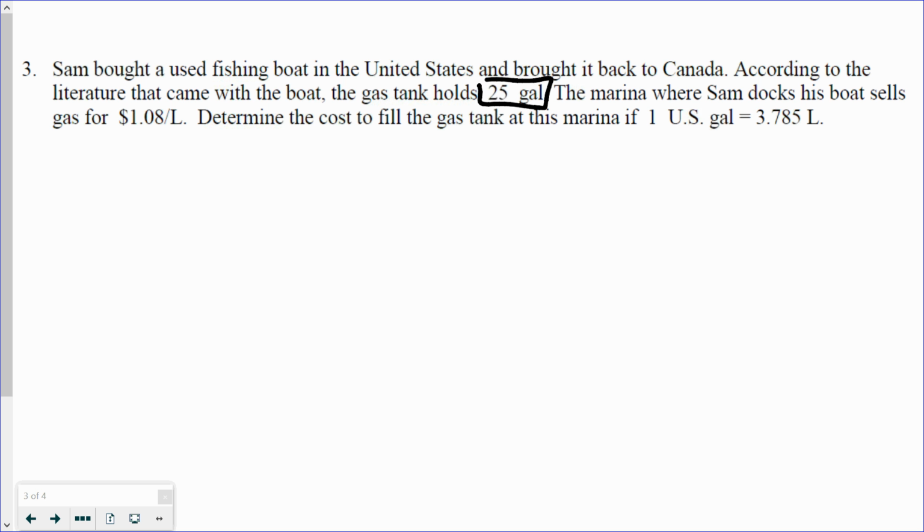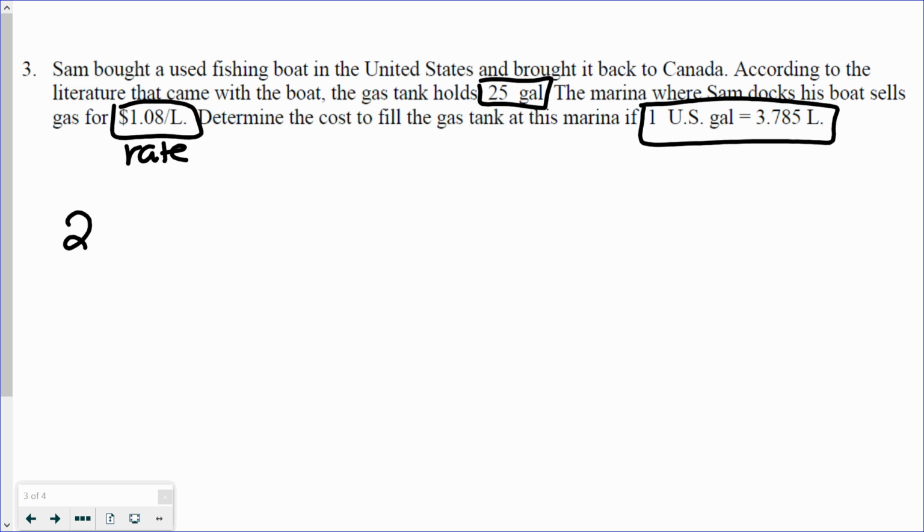So the tank is 25 gallons. We're selling the gas, so this is the rate at $1.08 per liter, and then we have a conversion factor that will allow us to figure out how big the tank actually is. So 25 gallons multiplied by this conversion factor, that 1 gallon is equal to 3.785 liters. So I'm going to multiply it by that conversion factor.